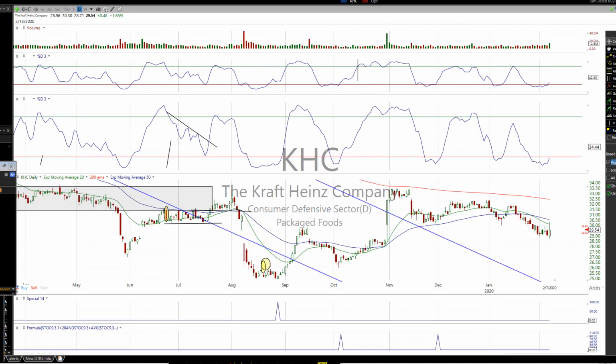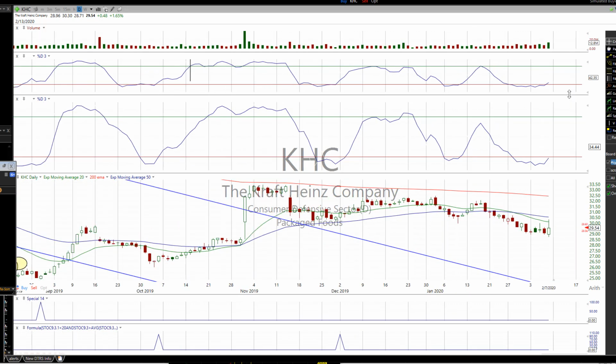KHC, another interesting one. Kraft Heinz, decent engulfing pattern. Volume was there, something to watch. You know, these are the ones that you want to identify. I'd rather see this one in a big hammer, like here, where we close right on the highs. But this is not bad. The volume was there, it reversed. It kind of closed above the previous body's close or high there.